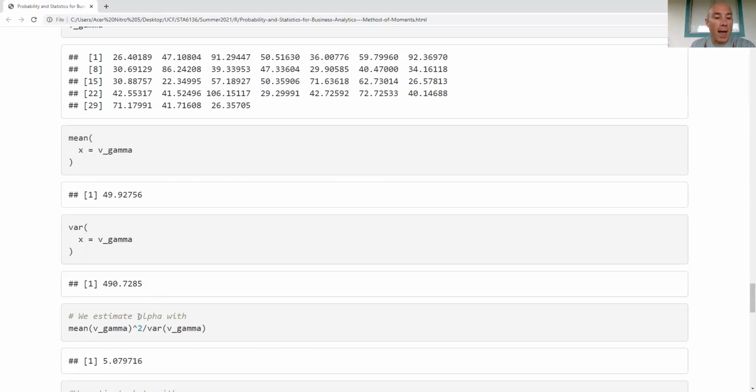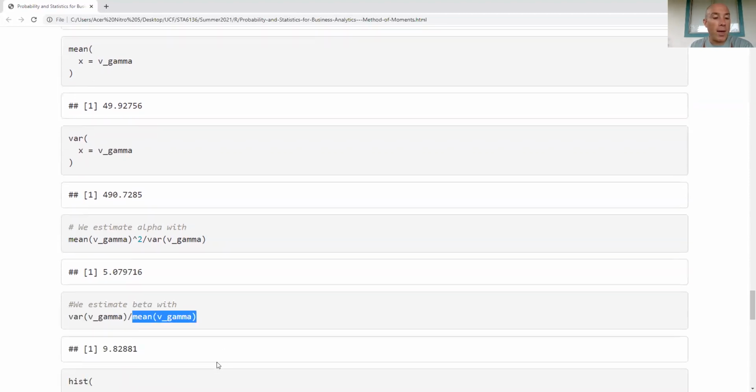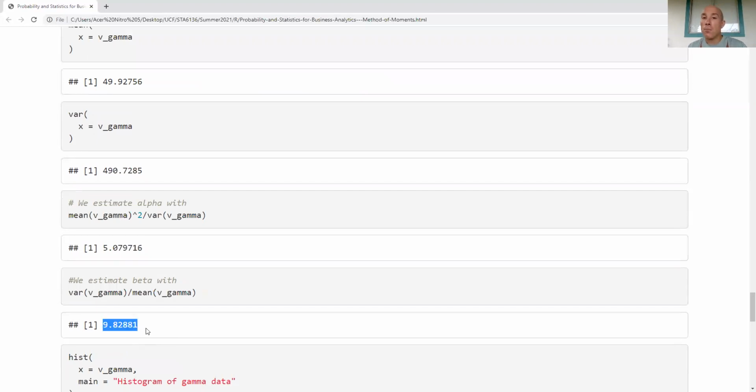All right, so to estimate alpha, our shape parameter, I take the average squared divided by the variance of the data, and I get about 5. Okay. Now, to estimate beta, I'm going to take the variance of the sample and divide by the mean of the sample. Let's see what we get. Oh, we get something just under 10. Okay, that's looking pretty good.